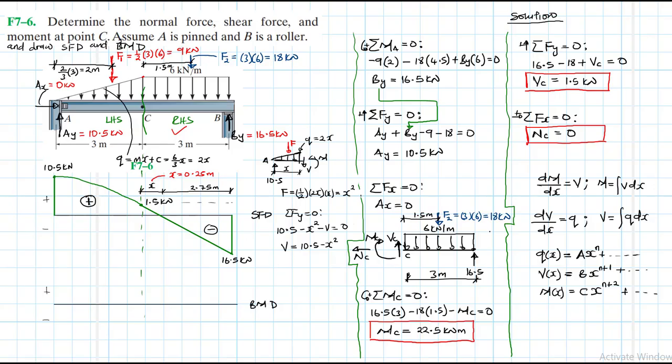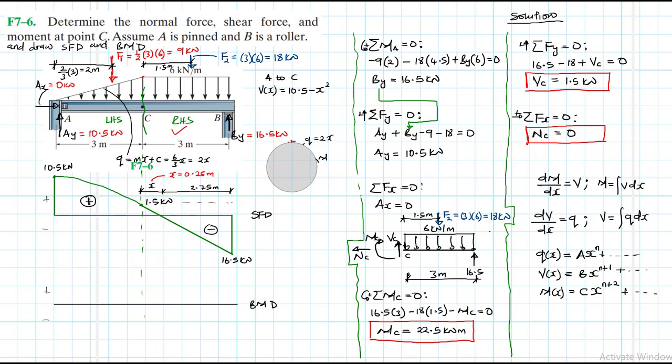So let me write this equation here. The function from A to C, our shear, is equal to 10.5 minus x squared. So we need that information because we need to find the integral of, or the area under the shear diagram for us to find the moment. So let's go ahead now from A to C.